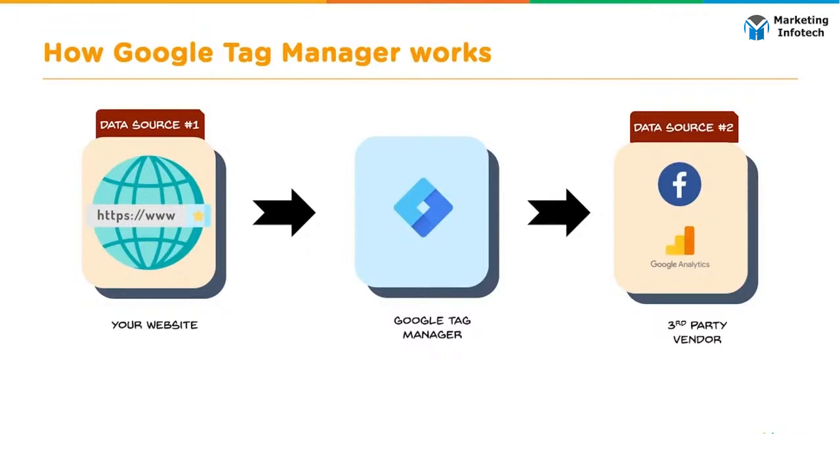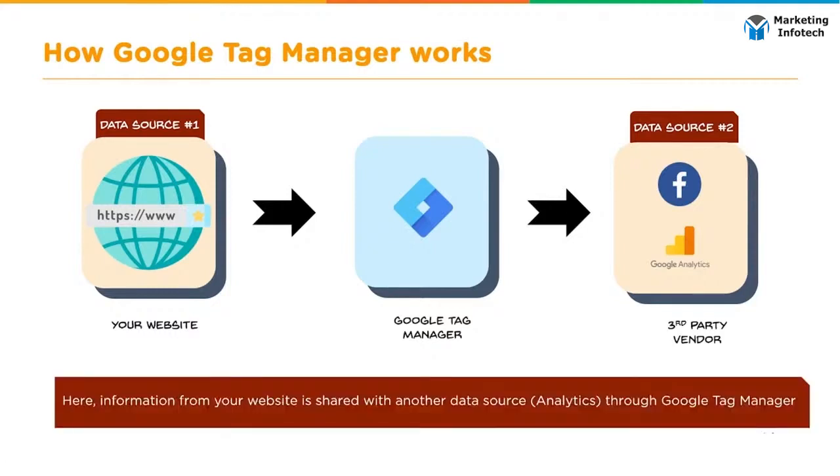Google Analytics, being a Google product, works very nicely with Tag Manager. Facebook has its own tracking code, but you still want to be able to track people who come from the Facebook campaign to your website. So you're going to get that tracking code from Facebook and put it in Tag Manager. That's generally how it works.